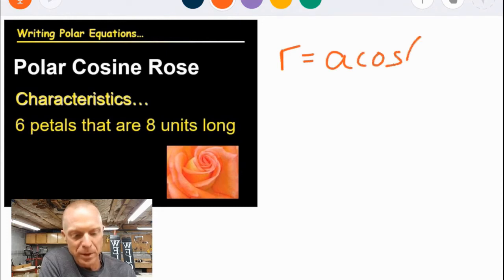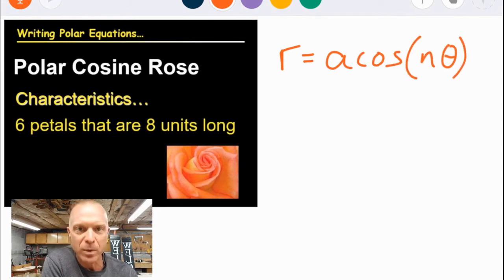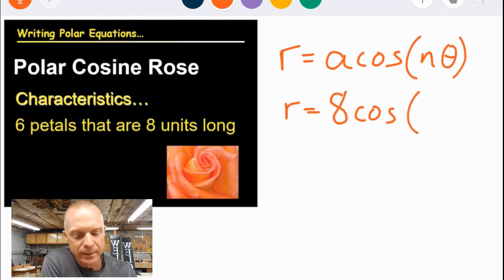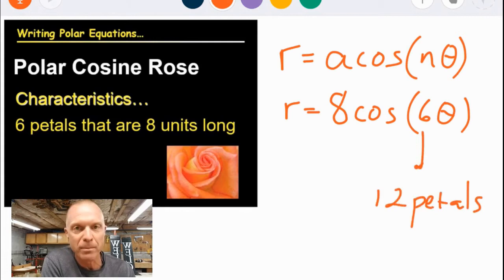Remember the form of a rose? It's the n theta. The n theta is kind of what gives this one away. Now, if they're 8 units long, we want to have an 8 out here. How about if we want 6 petals? Well, could we put a 6 in for n? That's right, we can't, because since 6 is even, that's going to give us 12 petals.